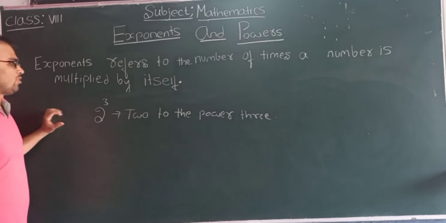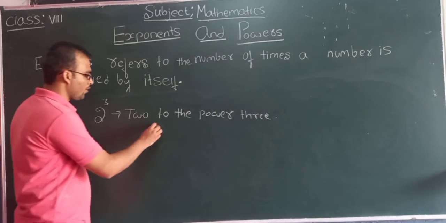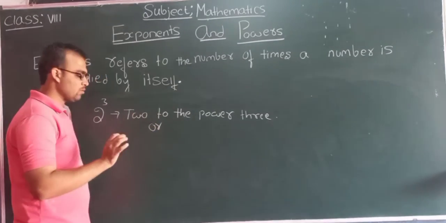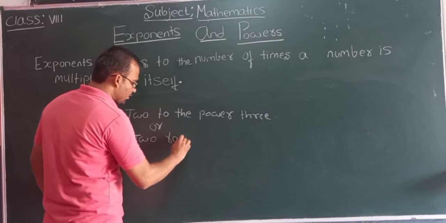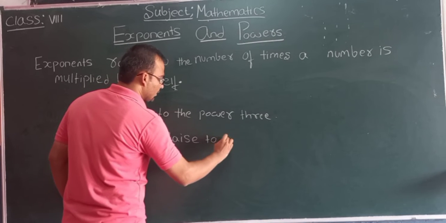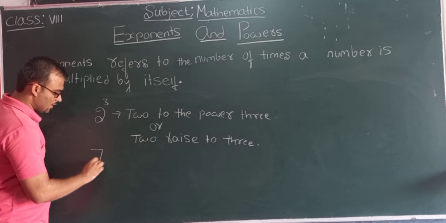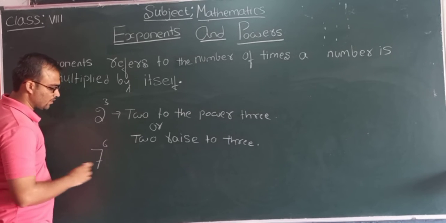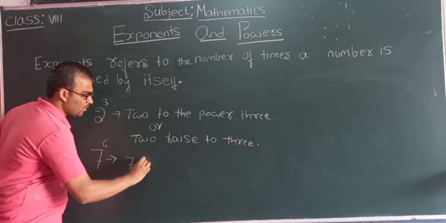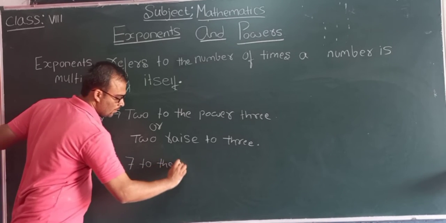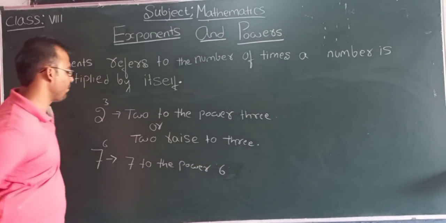Okay, so how to pronounce this? 2 to the power 3, or we can pronounce it as 2 raised to 3. Okay, for example, 7 to the power 6 is there. So how to pronounce this? We can pronounce it as 7 to the power 6. Okay, so I have written in numbers.